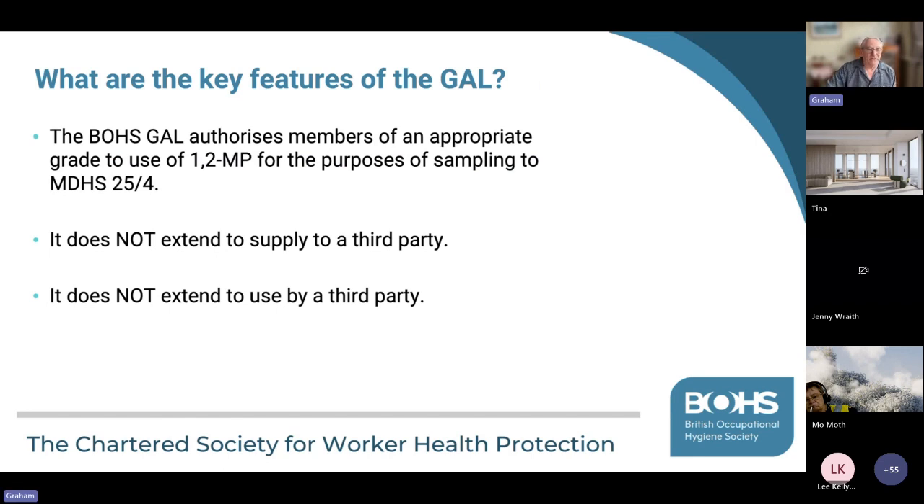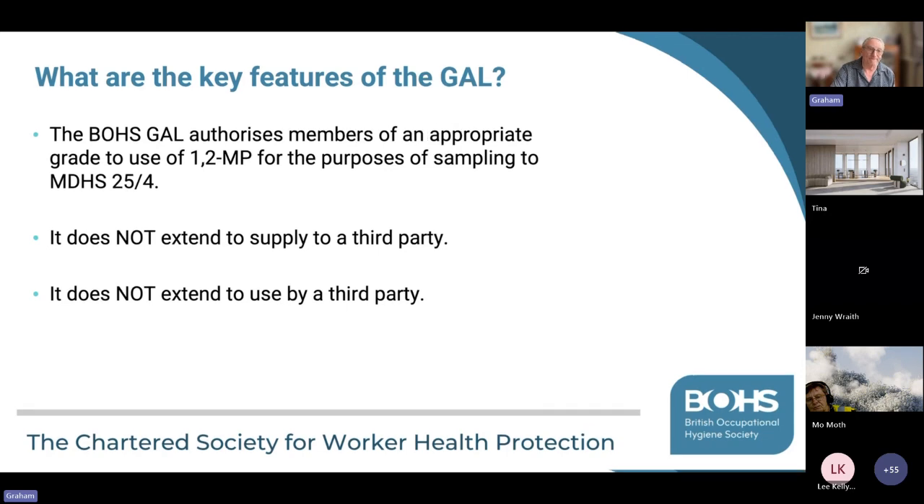We have the BOHS Group Authority licence that allows members of an appropriate grade to use 1,2-MP for sampling. This licence relates to possession. It does not extend to supply. So we cannot use that group authority licence to supply to a third party, and we cannot allow members of a third party to be engaged in the air sampling. Our licence does not extend to that.